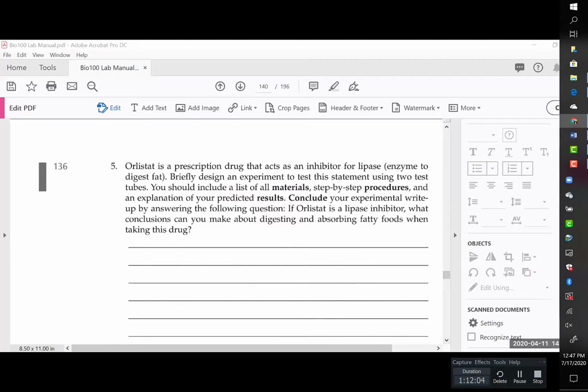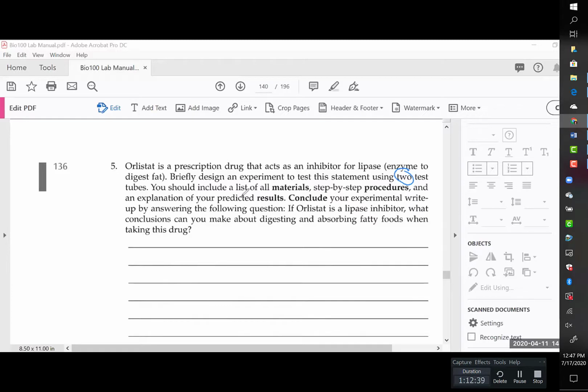In terms of this question, what the question says is, orlistat is a prescription drug that acts as an inhibitor for lipase, which is the enzyme used to digest fat. That's a true statement. You could get a prescription for orlistat, and it will inhibit lipase in terms of its ability to do its job, which is to digest lipids. And we ask you to briefly design an experiment to test this statement using 2 test tubes. Realize you want to use only 2 test tubes. Don't give me 3, don't give me 4, only 2 test tubes.